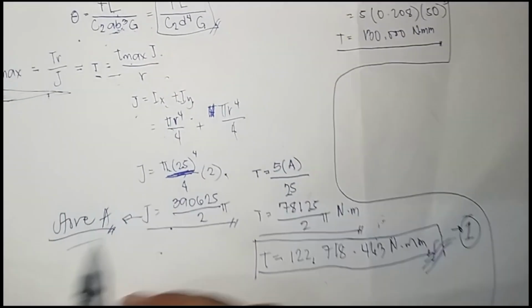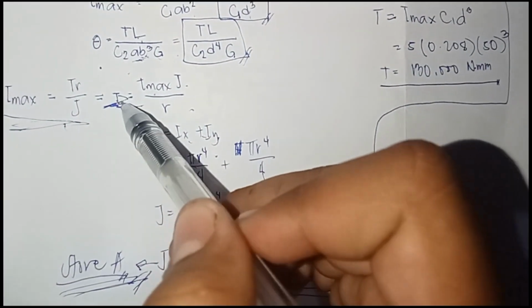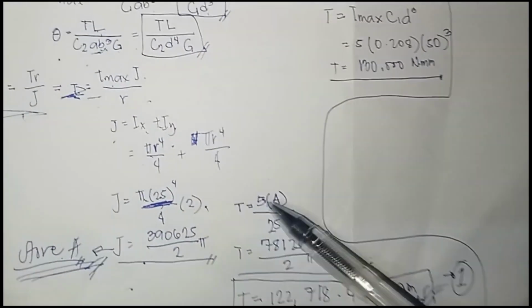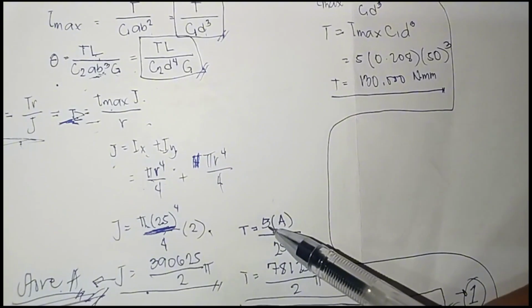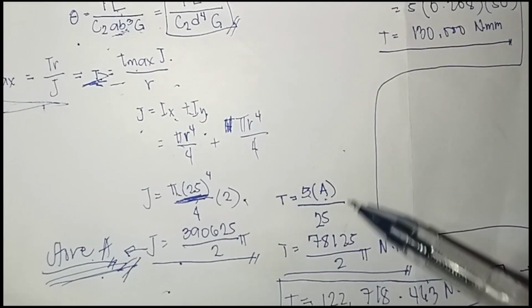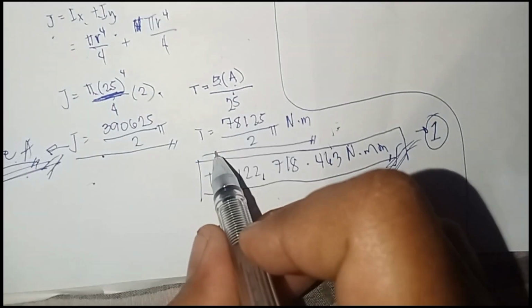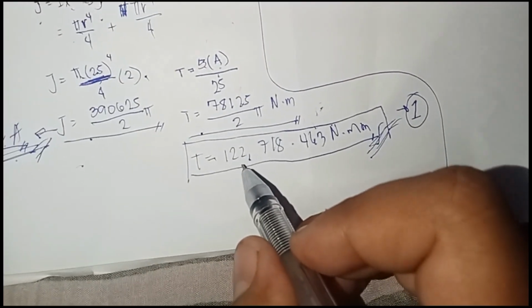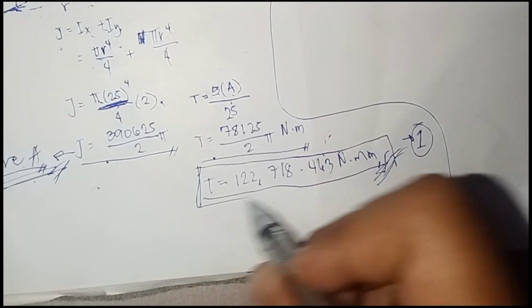After solving for J, now that we have the value of J, we can solve for T. We input J here. Tau max is given as 5 gigapascal, so it is 5 times A, which is J, all over 25, the radius of the 50 diameter. So we have the answer for T, or torque: 122,718.463 Newton millimeters. That is torque number 1.